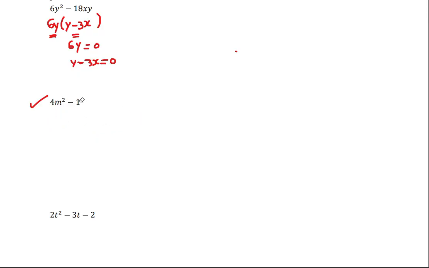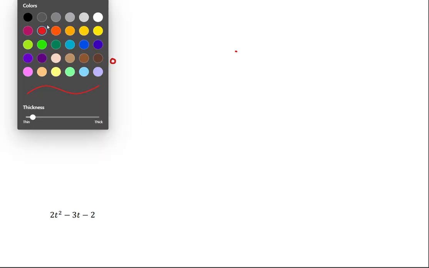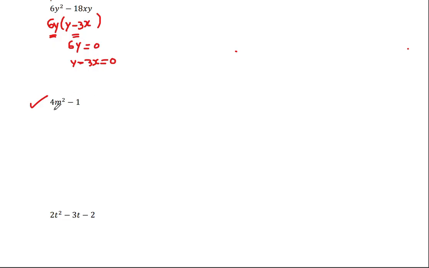So when we have an expression like this, where we have a variable squared minus a constant, this suggests that it could be written as a difference of two squares. How we write this as a difference of two squares is that we take the square root of both terms. So we'll take the square root of 4m squared, and we'll take the square root of 1 itself, not negative 1, because the square root of negative 1 would have to be evaluated as a complex number.